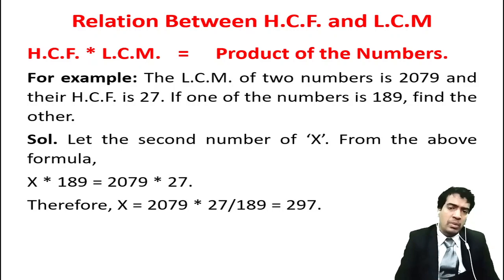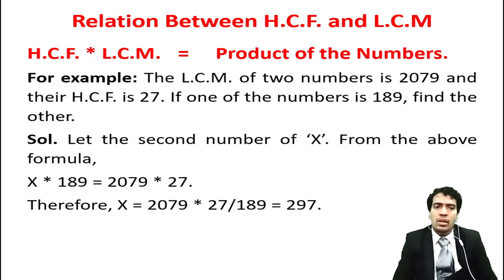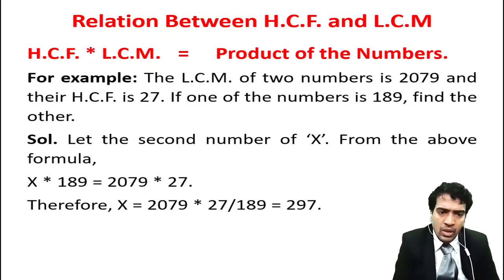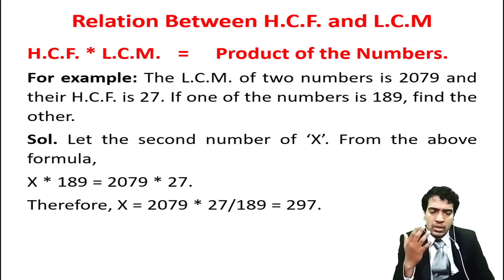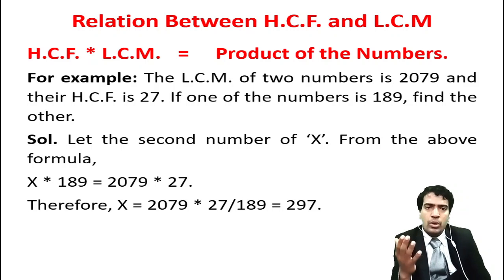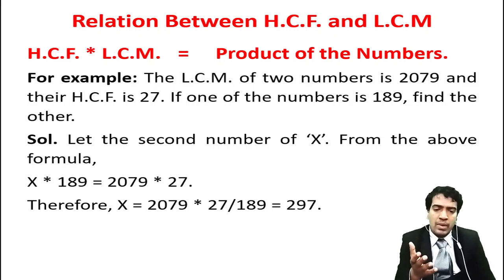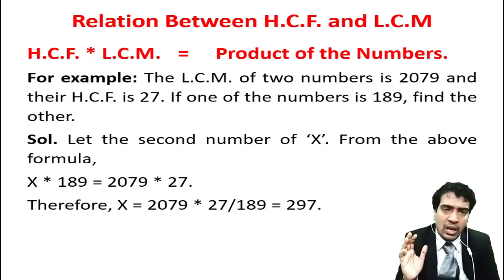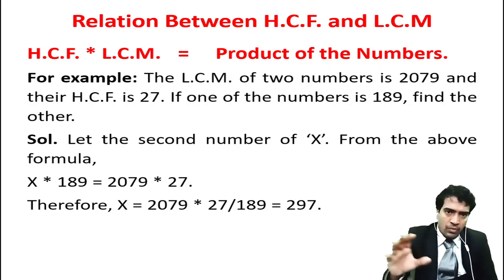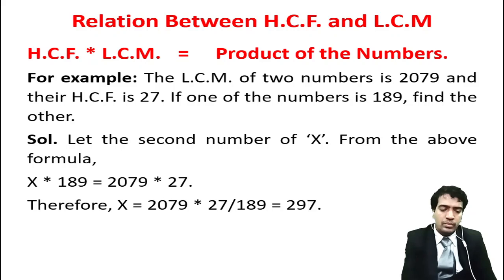This is the formula. Please remember this formula. If you multiply the HCF with the LCM, that should yield the product of the numbers. So let us take the second number as x. Now using that formula, one of the numbers is given as 189, the other number, let us assume that as x. So when you take the product of x and 189, that should be equal to the product of the HCF and LCM. LCM here is 2079 and HCF here is 27. So when you rearrange the terms and calculate the value of x, it will yield the answer as 297. We hope the relationship between HCF and LCM from this equation is clear to you.